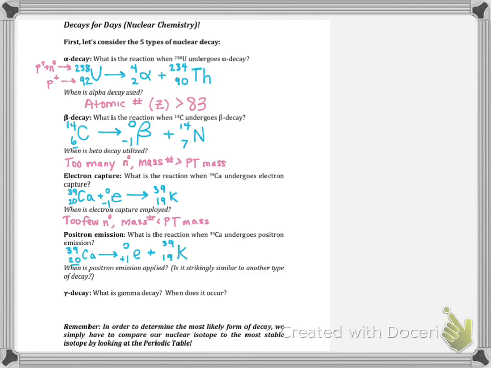So you might have realized that electron capture and positron emission gave us the same end product. We have the same result. And so it's going to be useful in the same case where we have too few neutrons. So our mass number is going to be less than our periodic table mass.